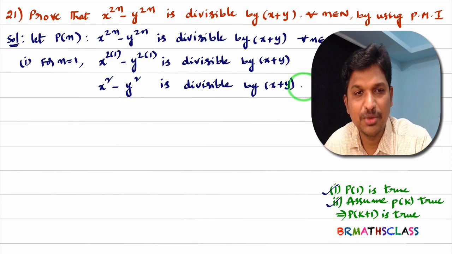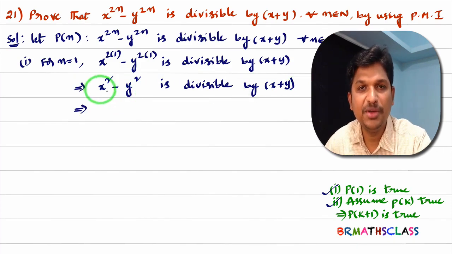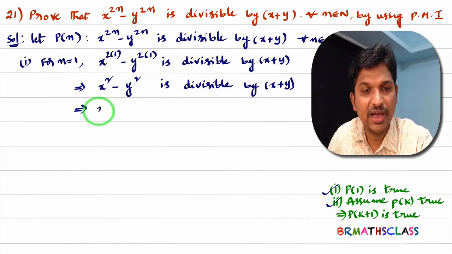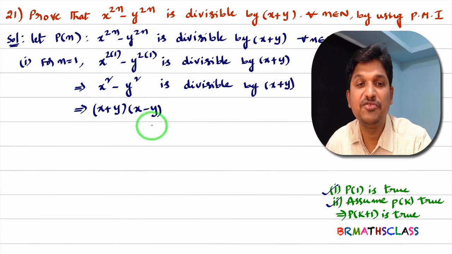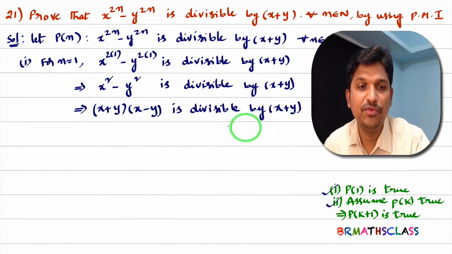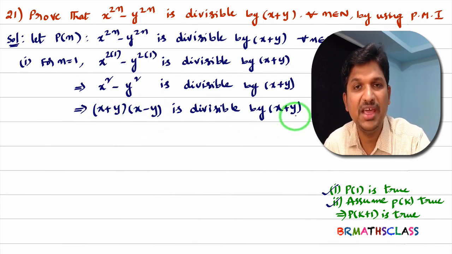I got this statement. See this x square minus y square, it is of the form a square minus b square. So x square minus y square can be written as x plus y into x minus y. You observe here, now what did we get? We got that x plus y into x minus y is divisible by x plus y.